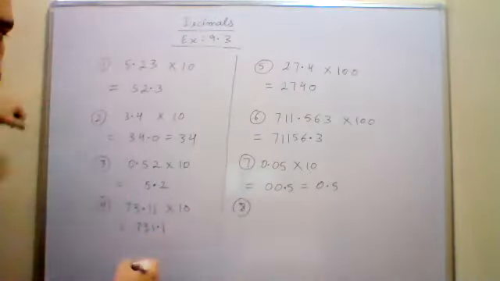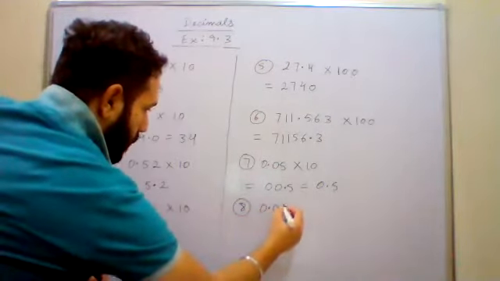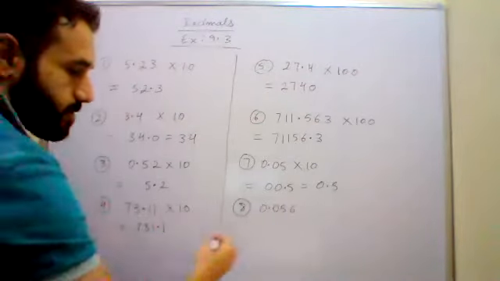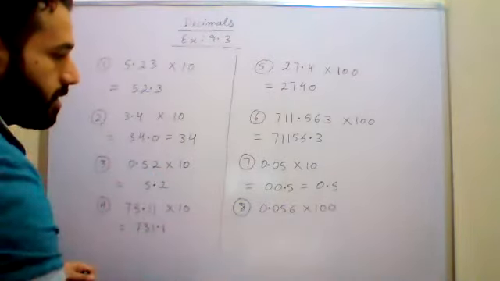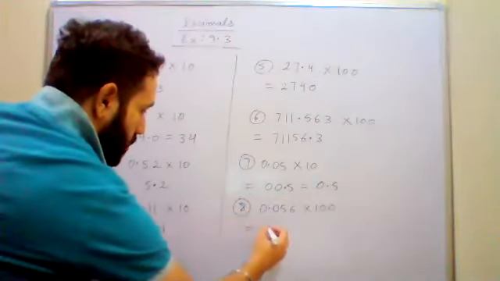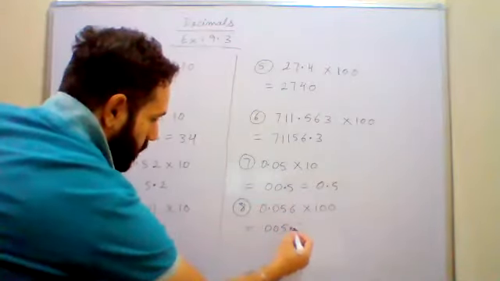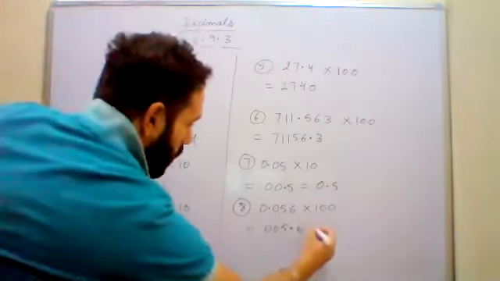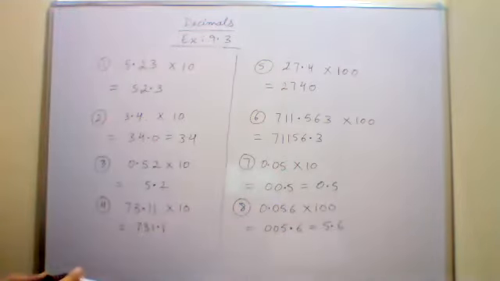Eighth part. 0.056 multiplied by 100. 100 has two zeros. So move the decimal two places. 0.056 becomes 5.6. Answer is 5.6. Very easy question.